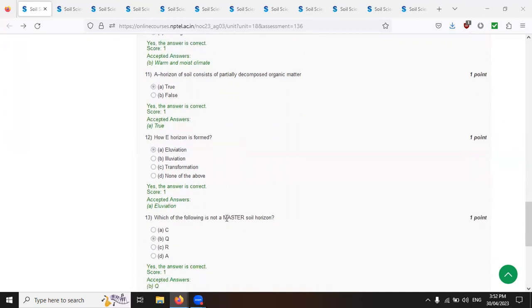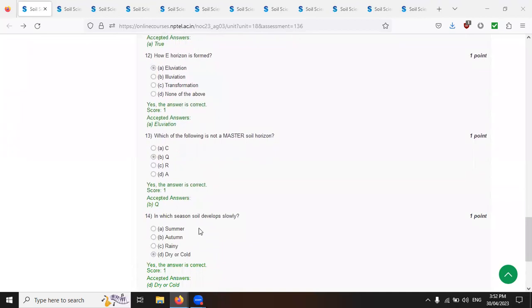Which of the following is not a master soil horizon? C, Q, R, or A? R is the bottom one, just above the bedrock. And we know about A, B, and C. So Q, I'd never heard of.